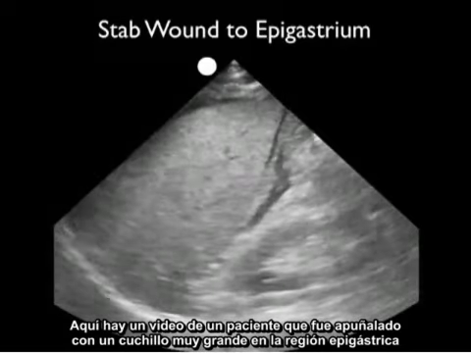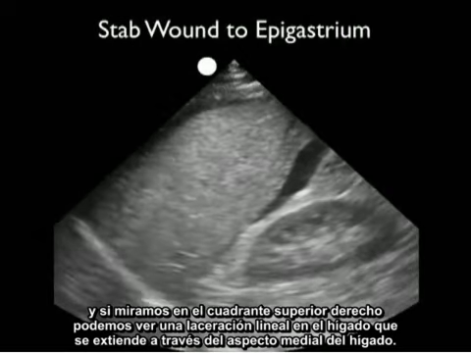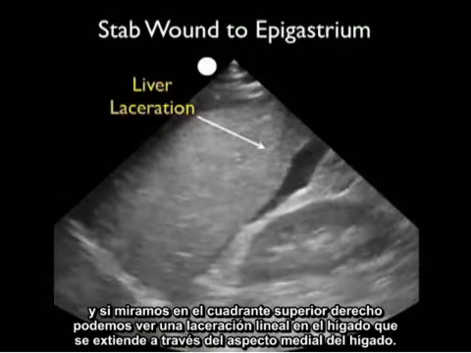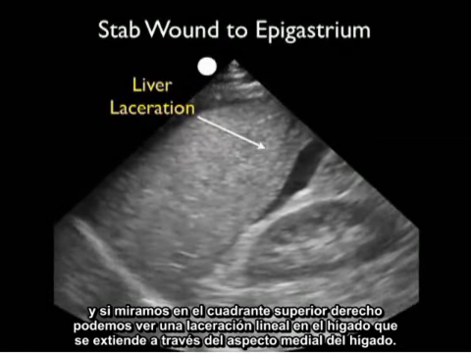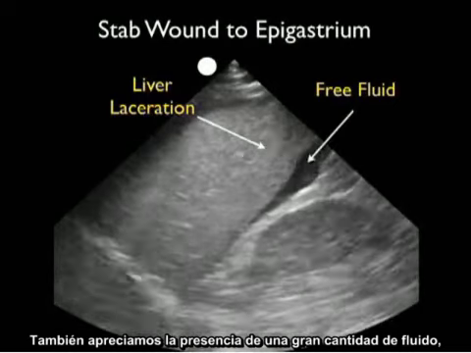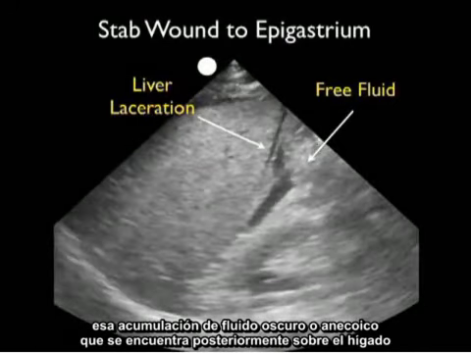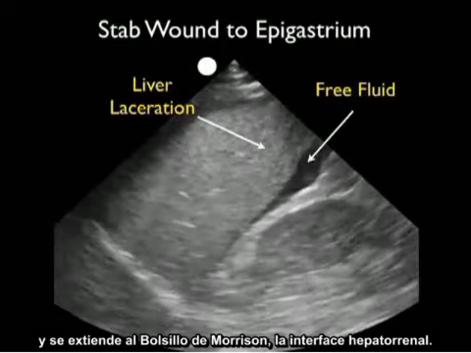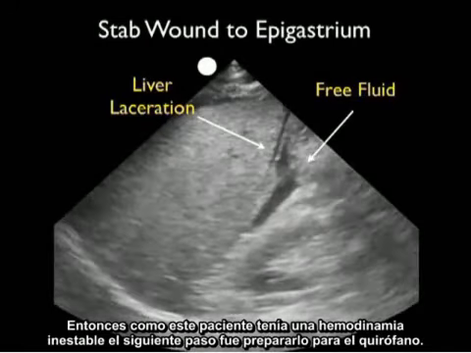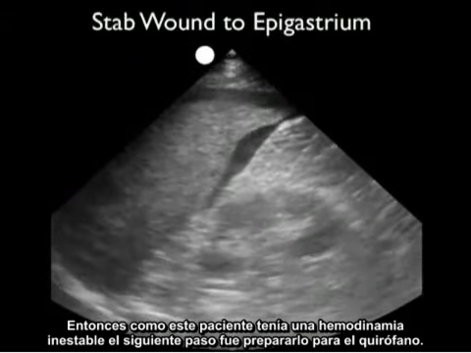Here's a video clip from a patient who was stabbed with a really big knife to the epigastric region. And as we look at the right upper quadrant, we can actually see a linear liver laceration extending through the medial aspect of the liver. We also appreciate the presence of a large amount of fresh fluid, that dark or anechoic fluid collection, layering out posteriorly to the liver and extending into Morrison's pouch, the hepatorenal interface. As this patient had unstable hemodynamics, the next move was to package for the operating room.